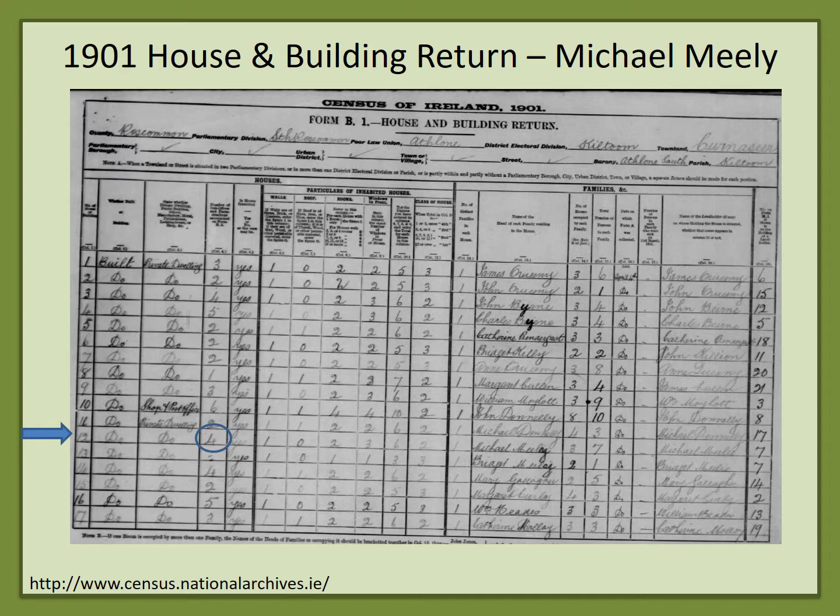Columns 12, 14, 15 reveal that one family lived in 3 rooms, and the family consisted of 7 persons. Michael Meely is shown as the head of the family and the landholder, so he owned his own home and land. Next, we'll review the Enumerator's abstract.